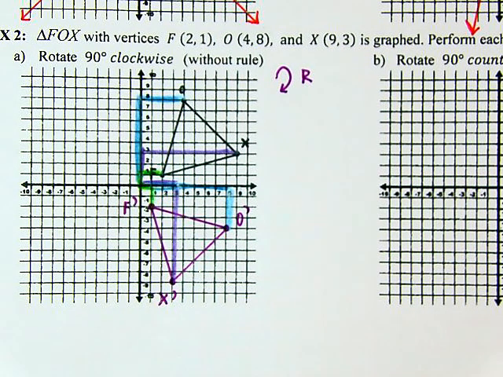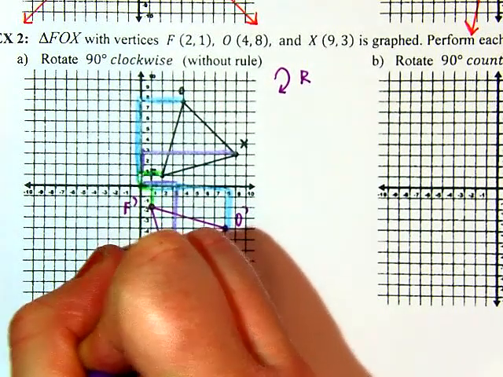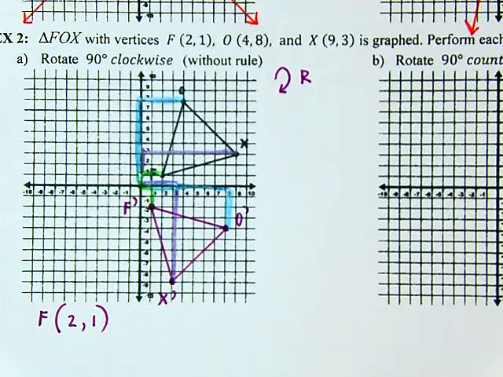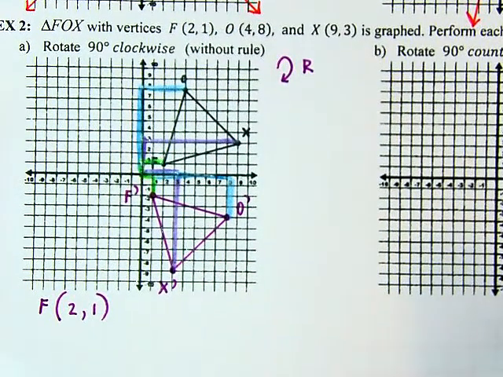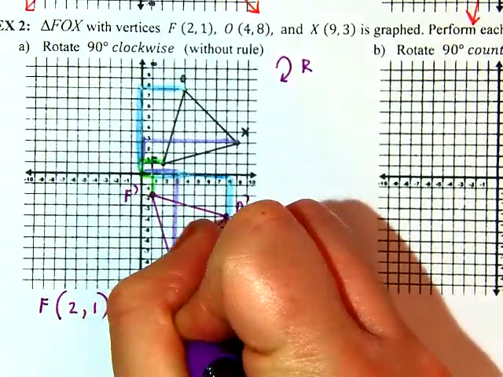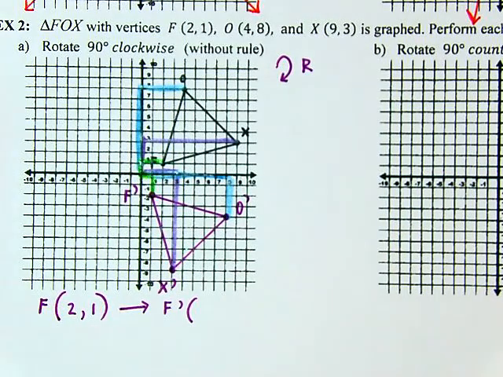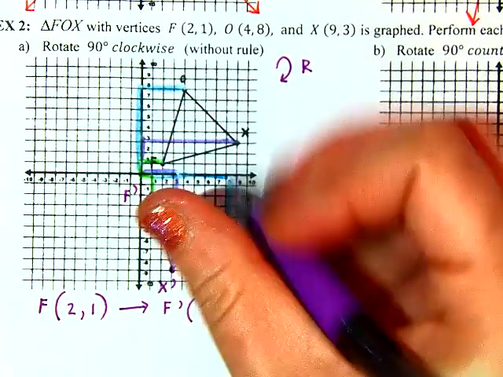Okay, to help you see what the rule is going to be, let's say that I pick one of the points. If I focus on F, F was 2, 1. Where did it rotate into? Well, F prime ends up being 1, negative 2.